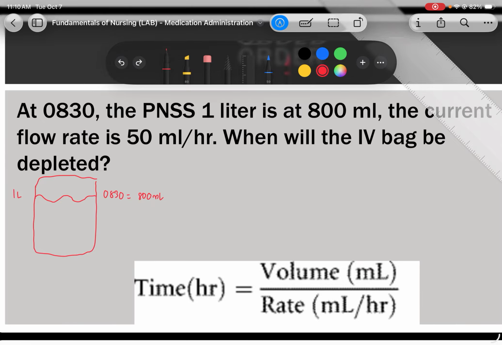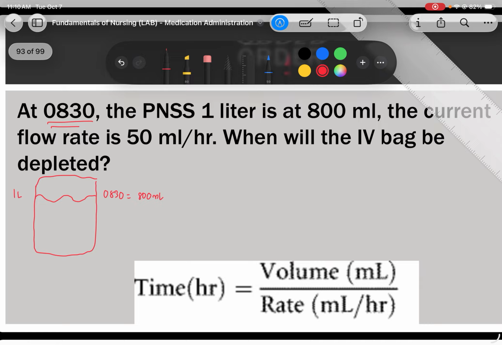So as far as I know, at 8:30 in the morning, it was 800 ml. It is flowing at a rate of 50 ml per hour. So let's compute. The volume is 800 ml over the rate, which is 50 ml per hour. Let's eliminate the ml. 80 over 5, or 800 over 50.